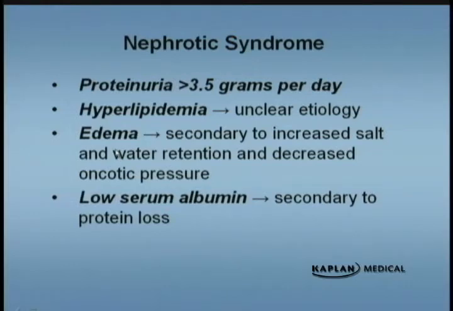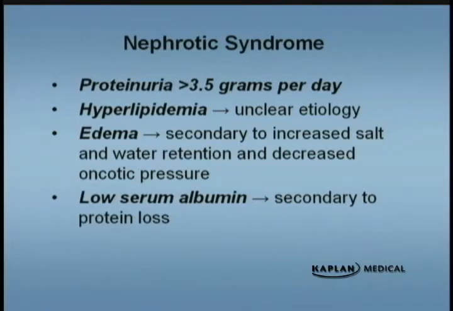Now, what is the difference between the edema of nephrotic syndrome and the edema of something like congestive failure? The edema of congestive failure is almost exclusively in dependent areas of the body. What's lower down? My lower extremities. Now, because of the low oncotic pressure, the edema of nephrotic syndrome can be anywhere, including around the eyes. So unless you're walking on your hands, it's not a dependent area.